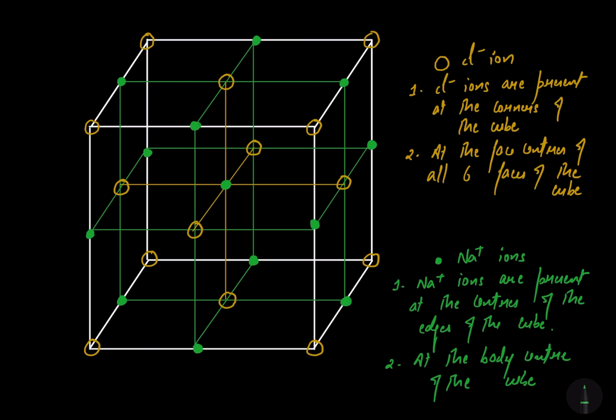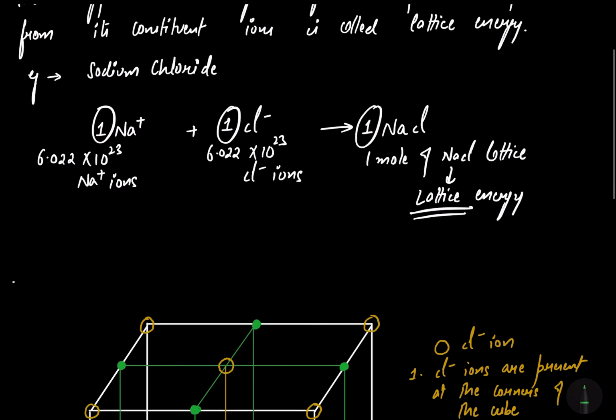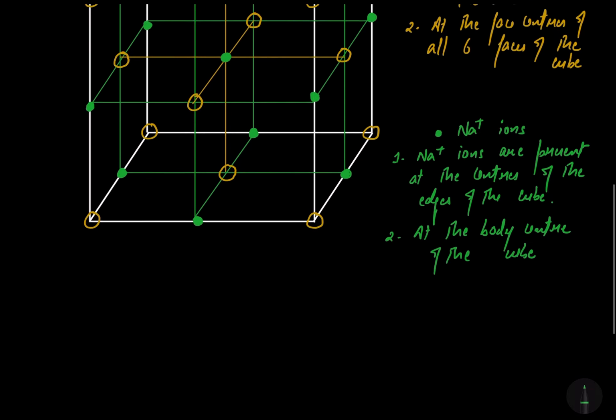Whether you take the x-axis or the y-axis or the z-axis, you can easily find that chloride ion and the sodium ion are present at the alternate positions. When Avogadro number of sodium ions and the Avogadro number of chloride ions arrange themselves in alternate fashion in 3 dimensions, it will give rise to 1 mole of lattice, and the energy released during the formation of 1 mole of lattice is called the lattice energy. So that's all about the lattice of the NaCl.